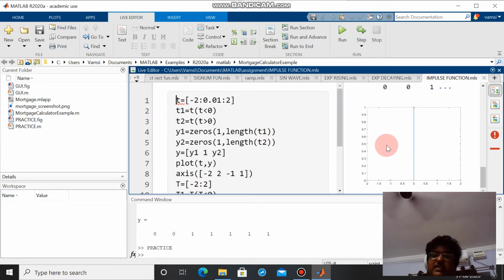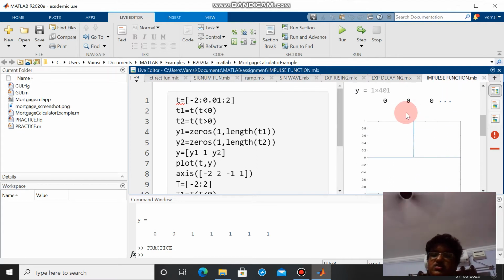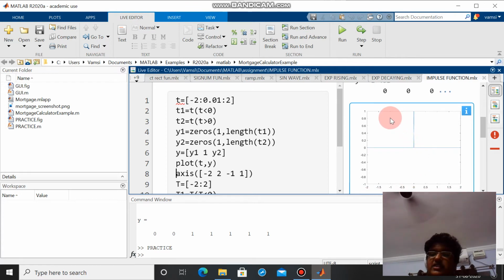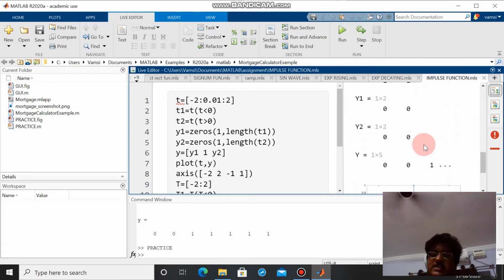Next we will be having impulse function. Impulse function is basically for all x not equal to 0, y will be 0, and at x equal to 0 it will be 1. So in continuous time signal we can clearly see that for all x not equal to 0 the value of y is 0, and exactly at x equal to 0 the value is 1. And this is the discrete function.